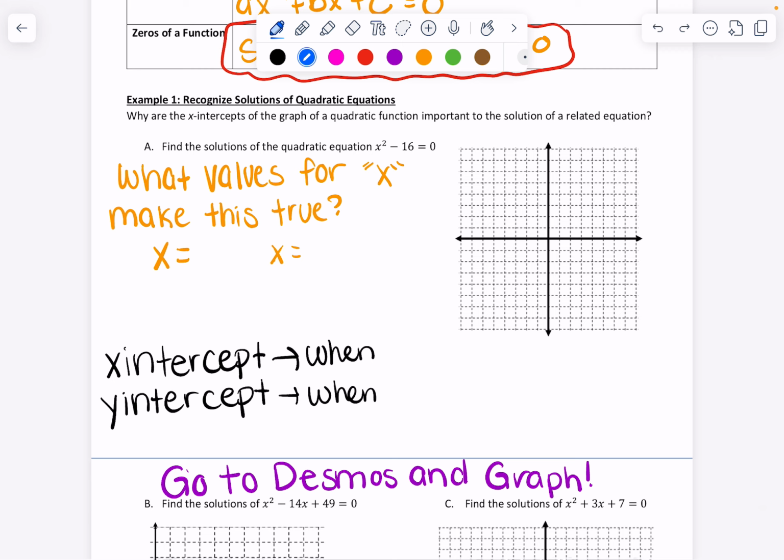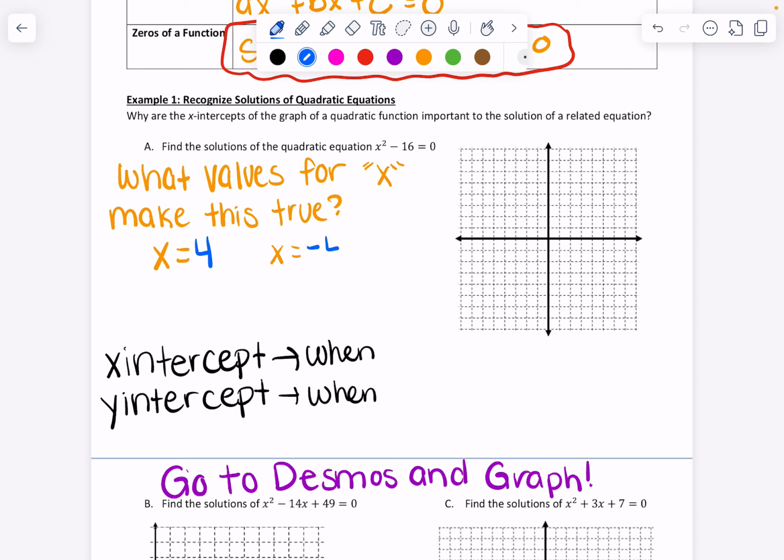It says, why are the x-intercepts of the graph of a quadratic function important to the solution of a related equation? So we have the function x squared minus 16 equals 0. I want you to just consider for a second, what numbers could we plug in for x that would make this true? So in other words, what can I put right here so that when I square that number and subtract 16, I equal 0? If you want to pause for a second, go ahead and think about that. There's actually 2 answers.